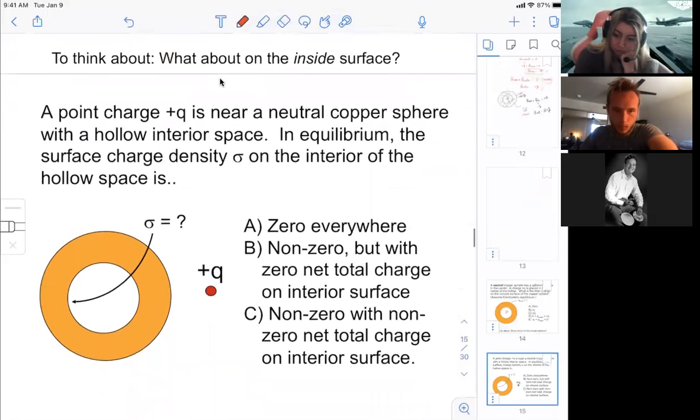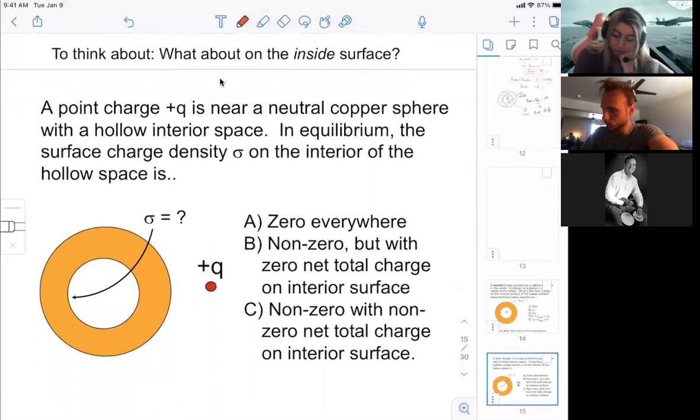Now let's move this charge to the outside. What happens now? We take it outside. What happens to the charge density on the inner wall? Again, I'll let you discuss this for a couple minutes.